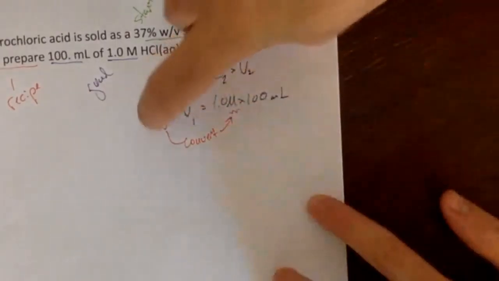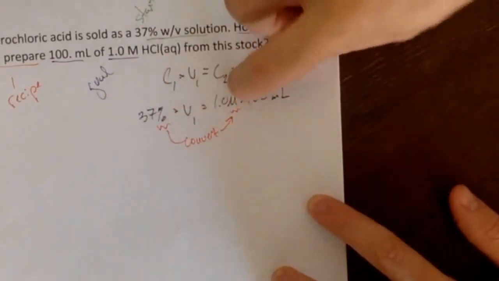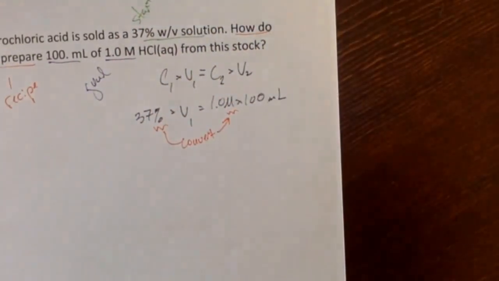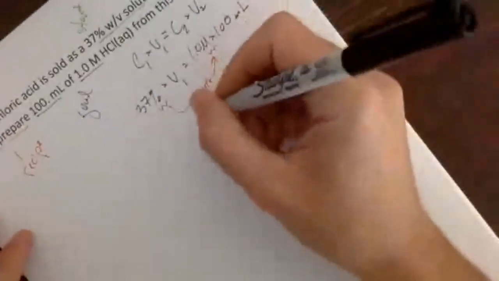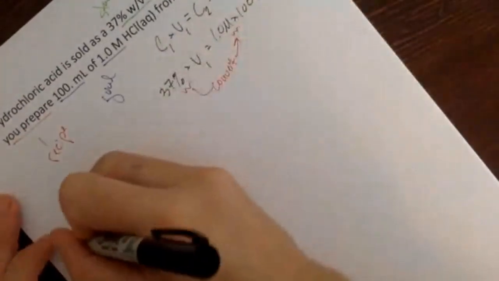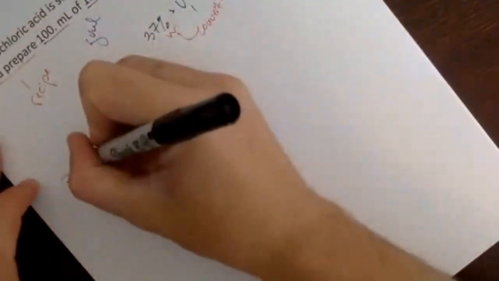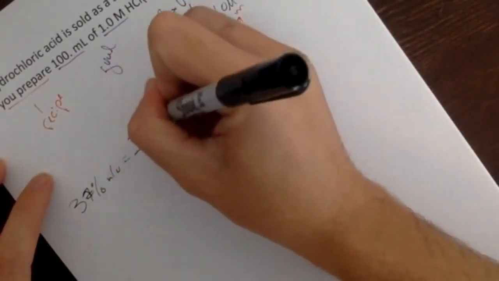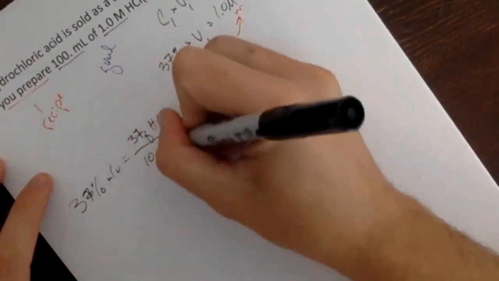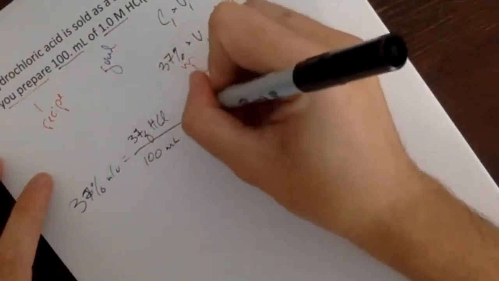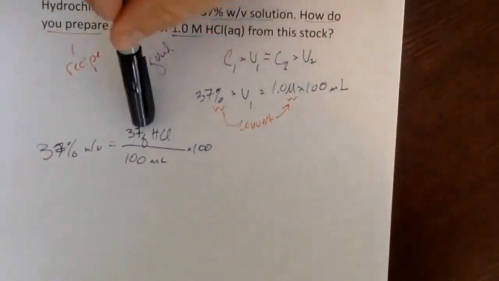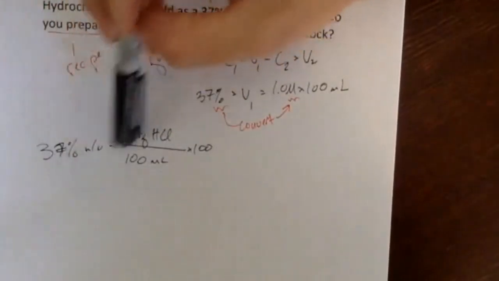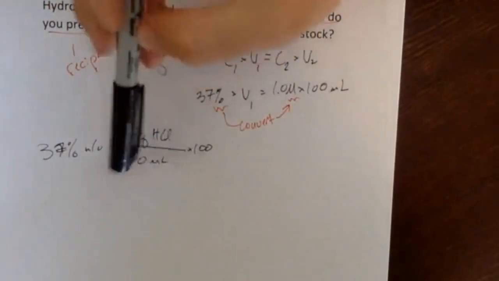What I'm going to do is take the 37% weight by volume and turn that into a molarity. So I need to do my concentration conversion. We've seen that before. I have 37% weight by volume. That is the same thing as having 37 grams of HCl for every 100 milliliters of solution. Well, we have set up our ratio. This is how you could prepare a 37% solution. I've got a numerator value and I've got a denominator value.